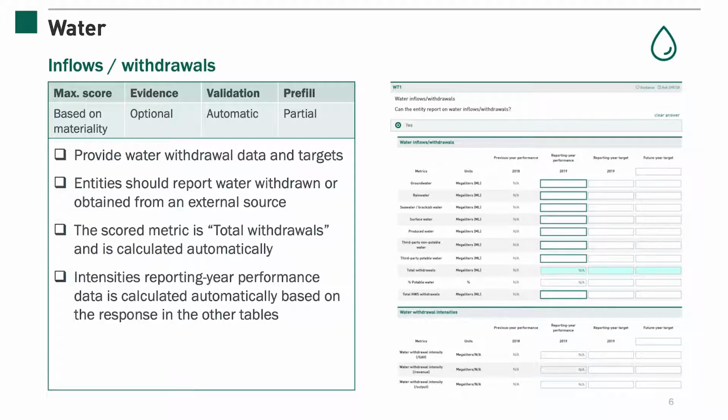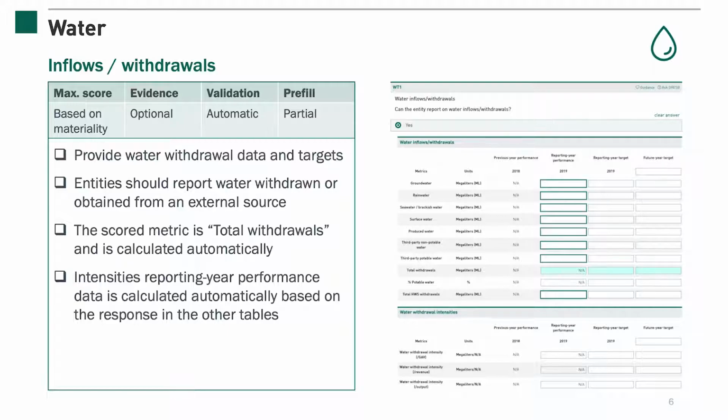Percent potable water is a calculated metric and is any water that was obtained from potable sources. It is calculated by dividing the metric third-party potable water by the total withdrawals and multiplying this by 100.